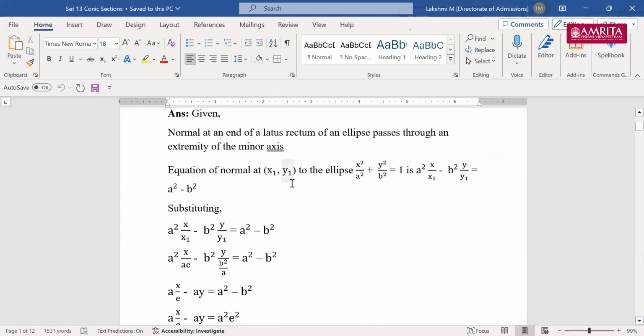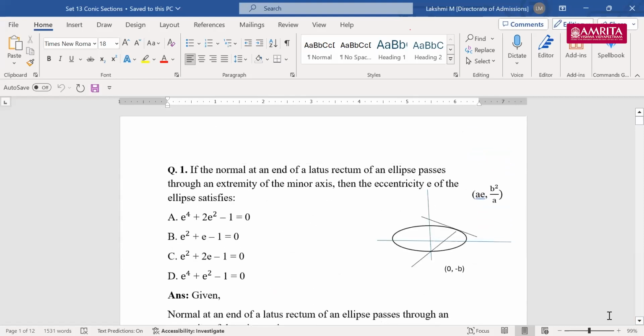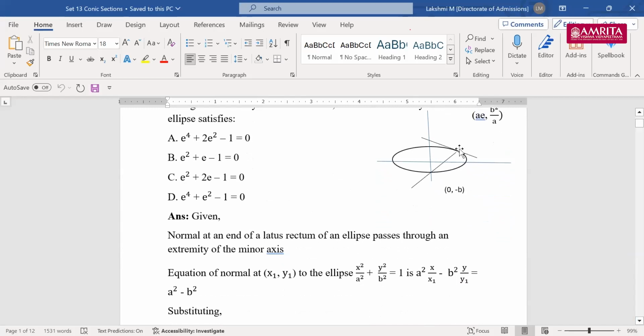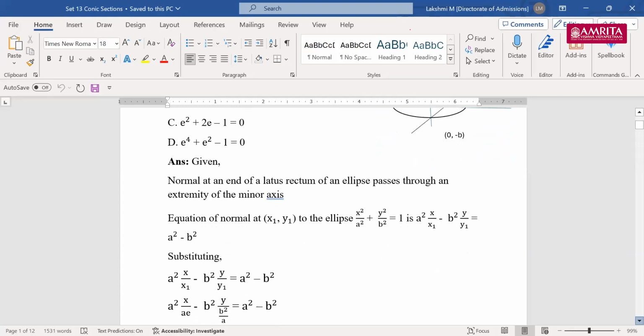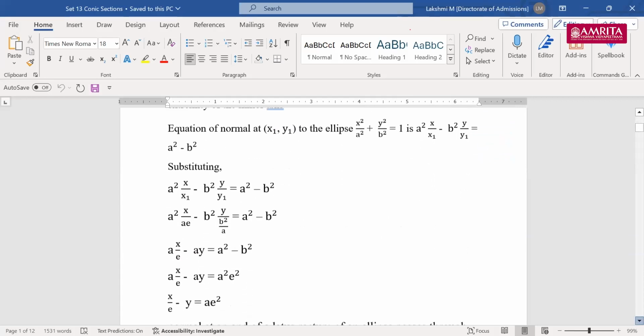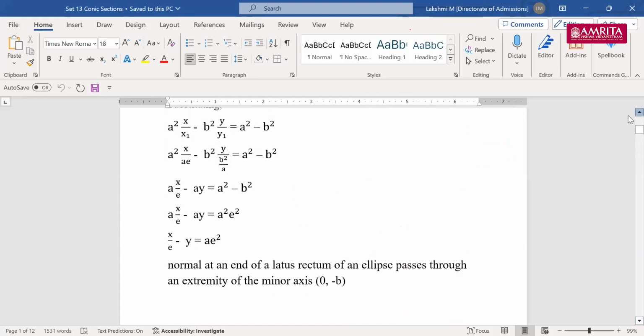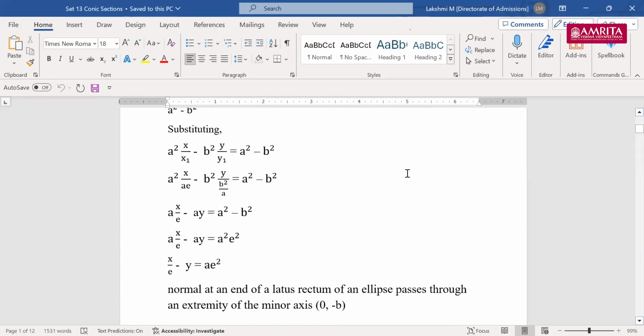So we have taken the point as x1, y1, and the ellipse formula that we all know, the general equation, x square by a square plus y square by b square. We know this point is a and b square by a, and it is passing through this point, which will be 0, minus b. We could just substitute in the general equation. I hope everybody knows this formula, right? When these type of questions come, we always use this formula.